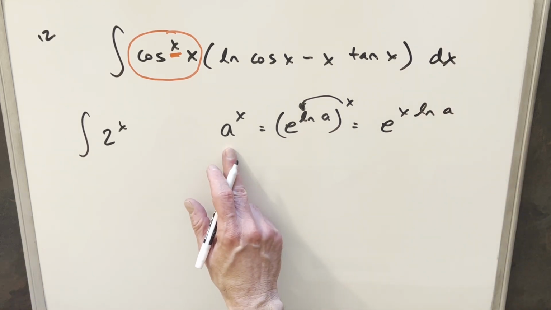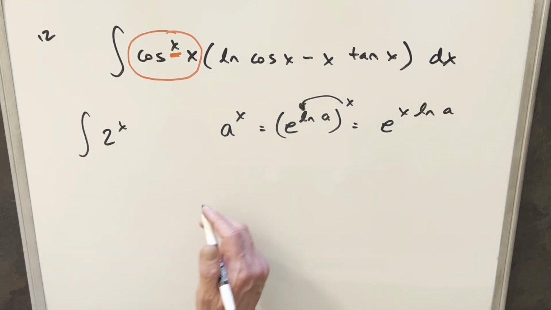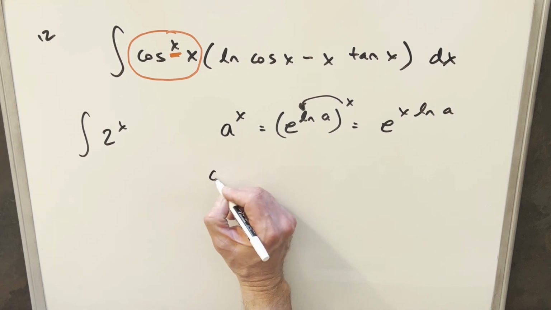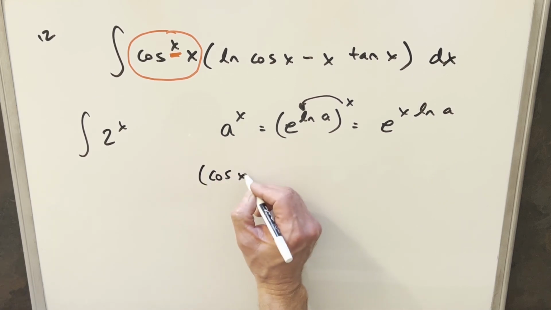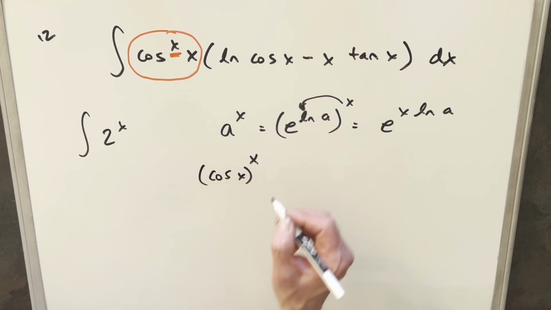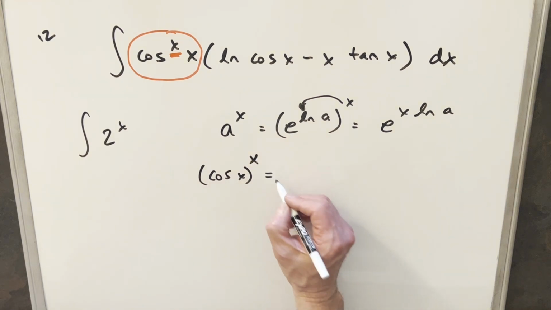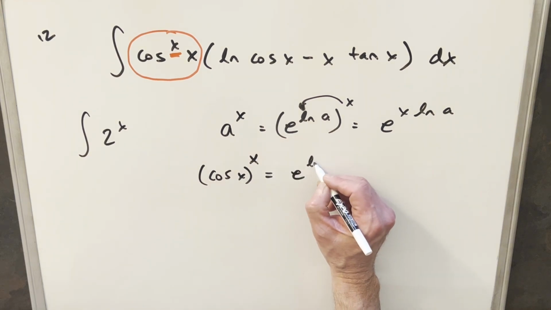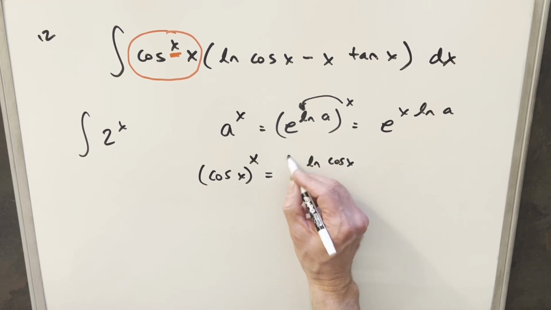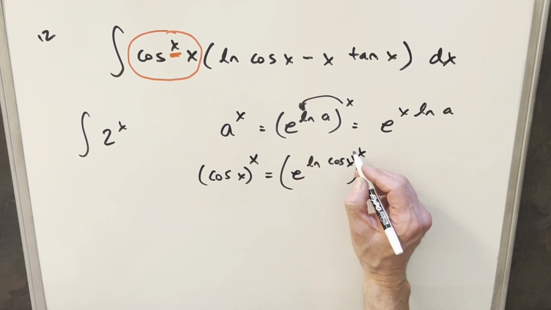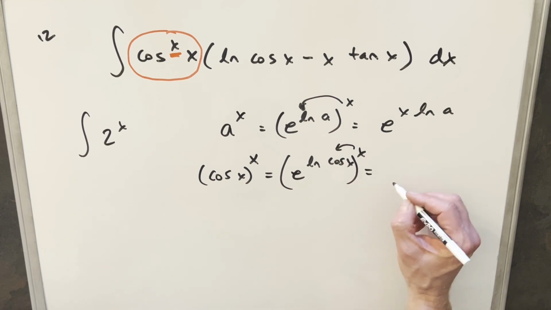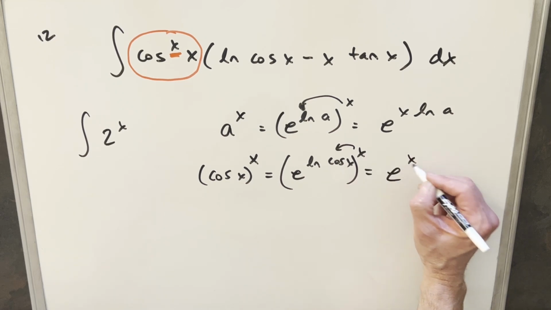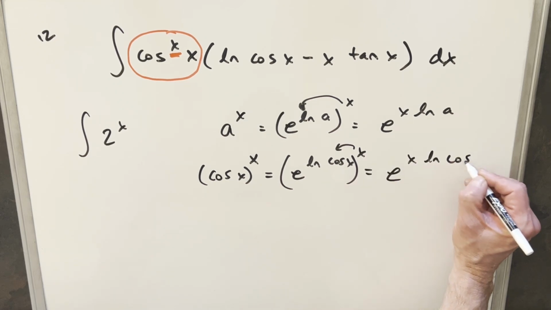Now for this, our a is a constant value. Well, our situation's a little different. Our a is cosine x, but it's still going to work the same way. If I write this as cosine of x to the x, then I can write cosine x as e to the ln cosine x, raised to our exponent x. Doing the same thing, distribute that in, I can write this whole thing as e to the x ln cosine x.